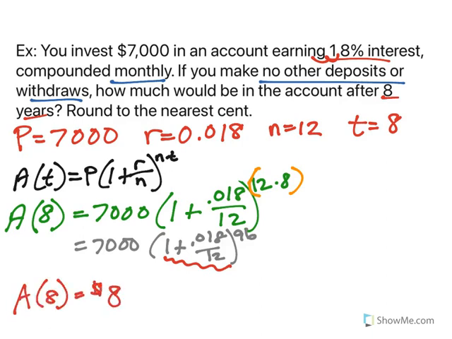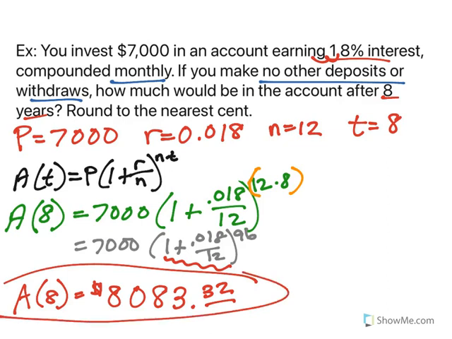And your final answer: $8,083.32. If you want to see it more step by step, I have other videos where I talk through formulas step by step and show each step of the order of operations. But the final answer, the amount after 8 years, again, that's what this means, is $8,083.32.